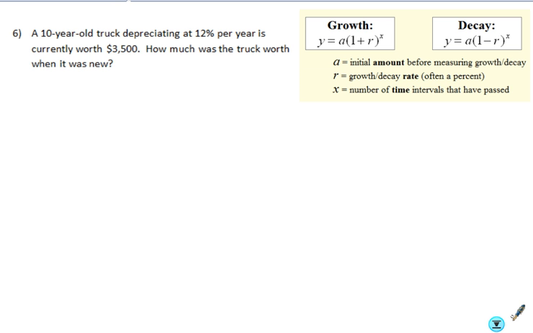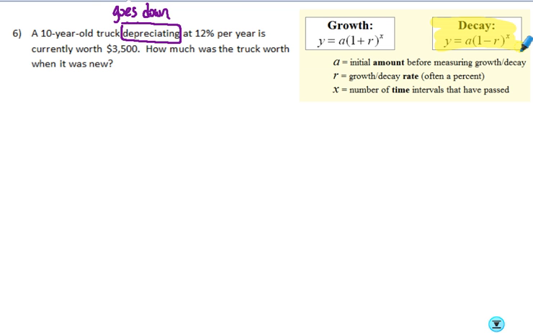It says a 10-year-old truck depreciates. Depreciate, again, we said that it goes down in value. So you know that if we're talking about something that's decreasing, something that's getting smaller, then it's not going to be 1 plus, it's going to be 1 minus. It's going to be a decay.